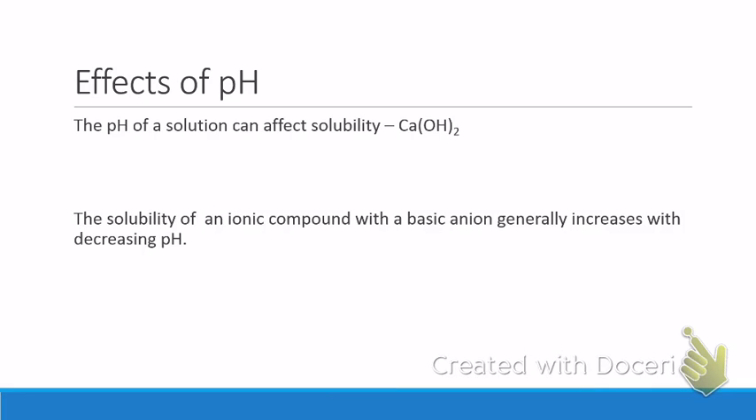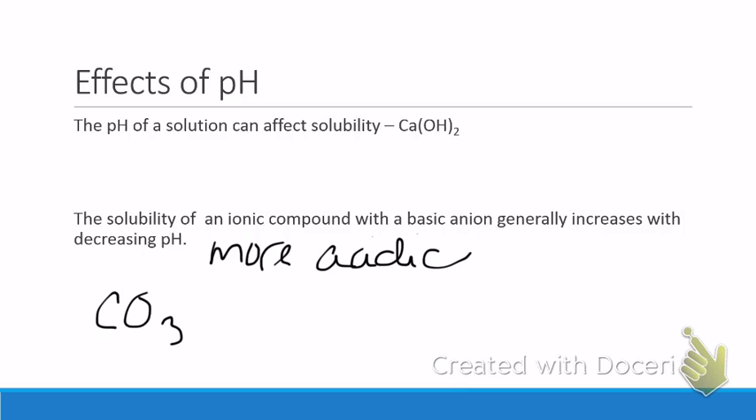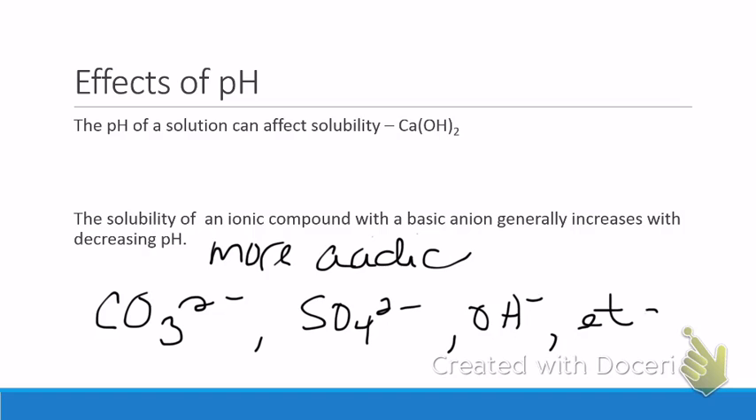So this gives us another generalization we can make, that is that the solubility of an ionic compound with a basic anion will generally increase with decreasing pH. So in a more acidic environment, something with a basic anion will be more soluble. This is generally compounds that contain carbonate or sulfate or of course hydroxide. Anytime you have a basic anion, you will see this effect.